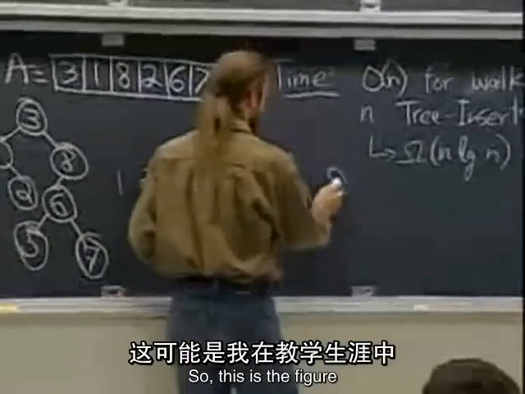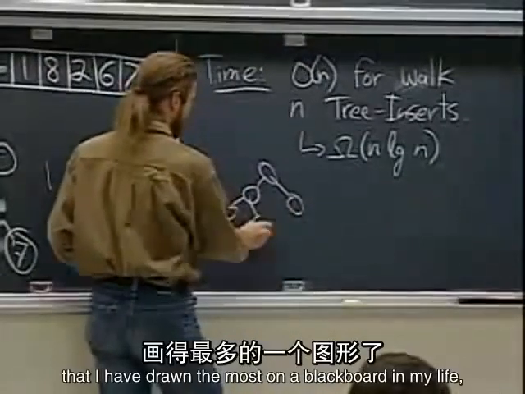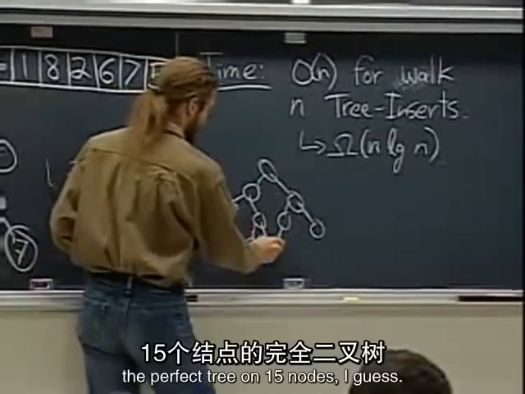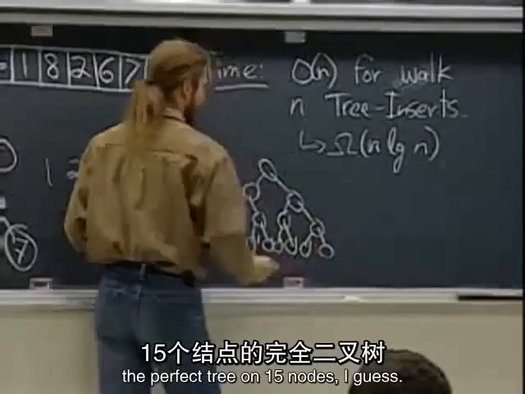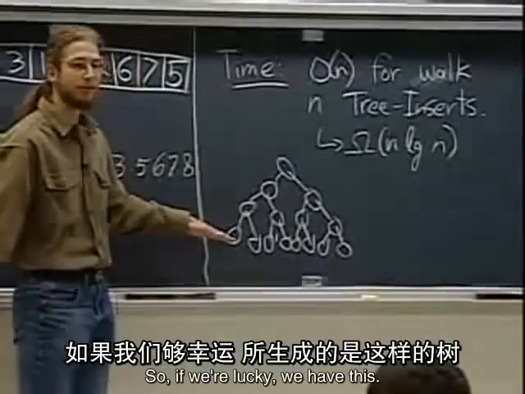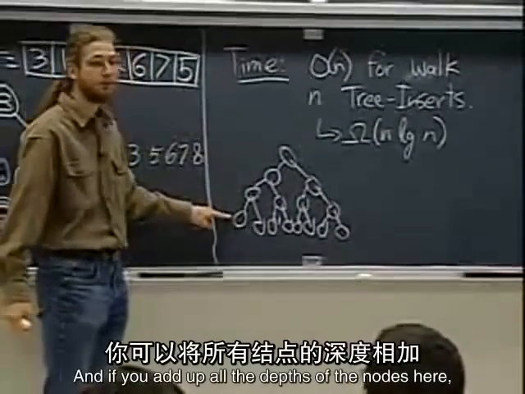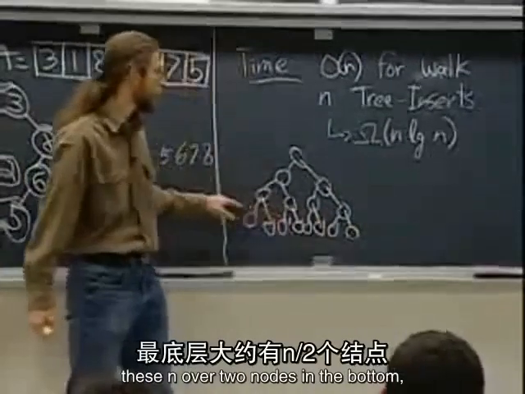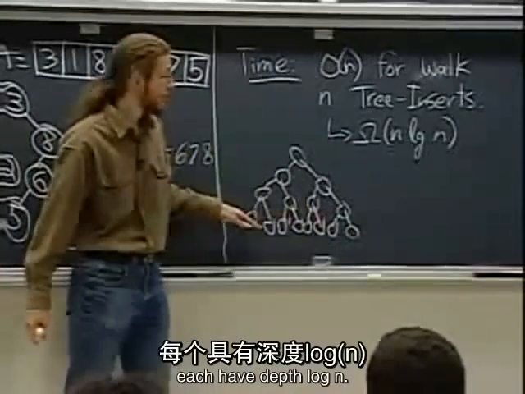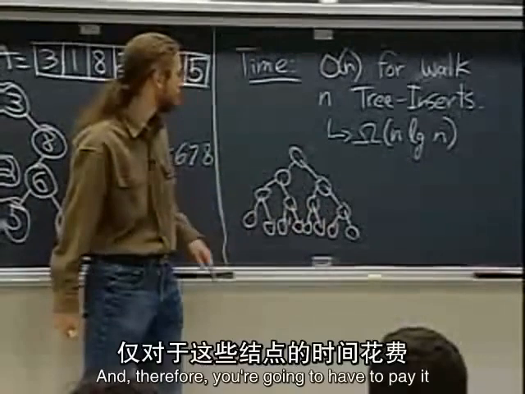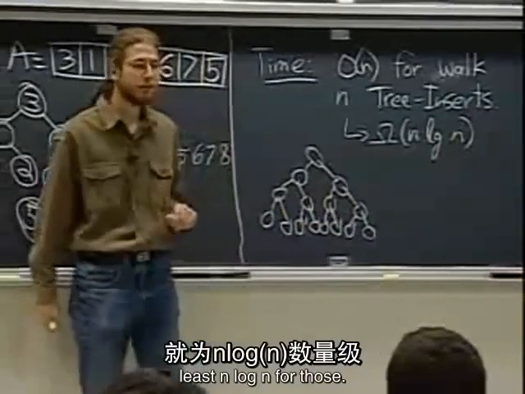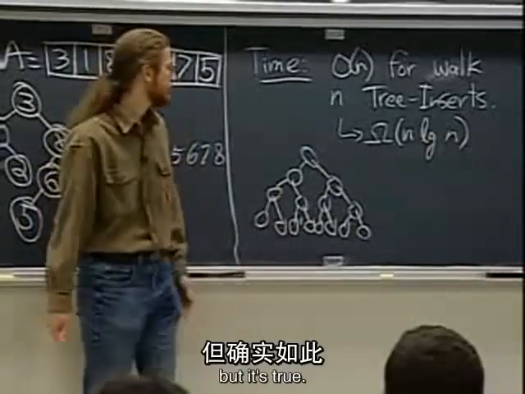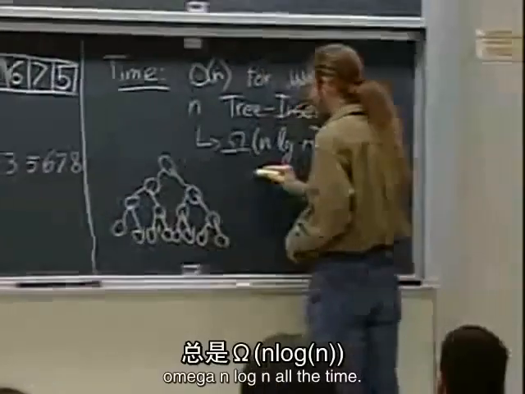So this is the figure that I have drawn the most on a blackboard in my life. The perfect tree on 15 nodes, I guess. So if we're lucky, we have this. And if you add up all the depths of the nodes here, which gives you the search tree cost, in particular, these n over 2 nodes in the bottom each have depth log n. And therefore, you're going to have to pay at least n log n for those. And if you're less balanced, it's going to be even worse. That takes some proving, but it's true. So it's actually omega n log n all the time.